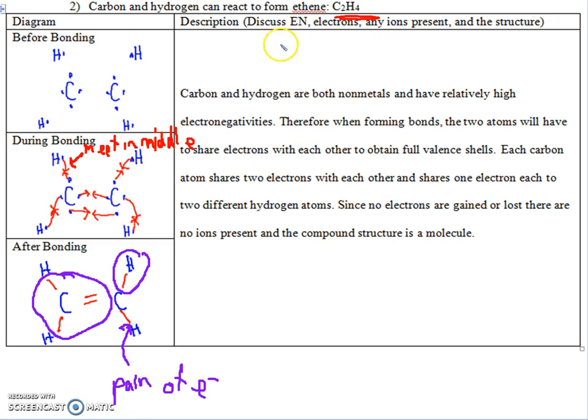Okay, let's see if they did all of this in the description that they need to do. Carbon and hydrogen are both nonmetals and have relatively high electronegativities. Bada boom, they just talked about electronegativity. Therefore, when forming bonds, the 2 atoms will have to share electrons with each other to obtain full valence shells. They've partially talked about electrons, but they weren't very specific. Each carbon atom shares 2 electrons with each other and shares 1 electron each to 2 different hydrogen atoms. Okay, that's a lot more specific. Since no electrons are gained or lost, there are no ions present. Check. And the structure is a molecule. Check. So they talked about everything they need to talk about.